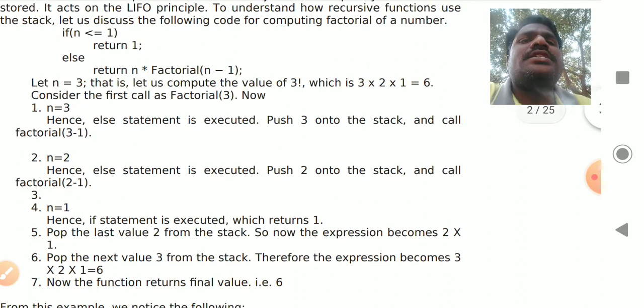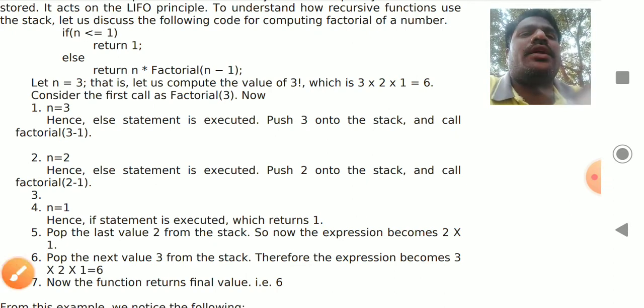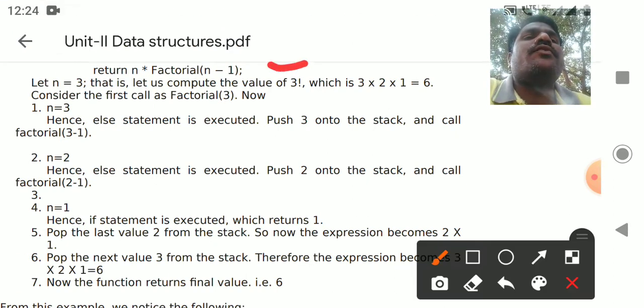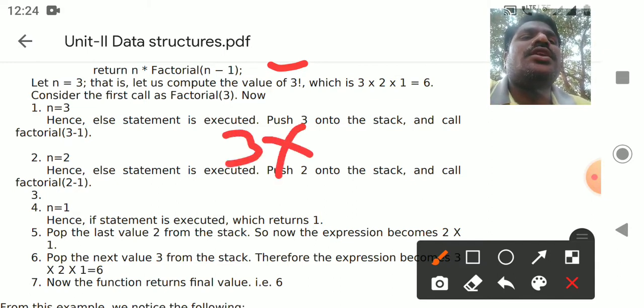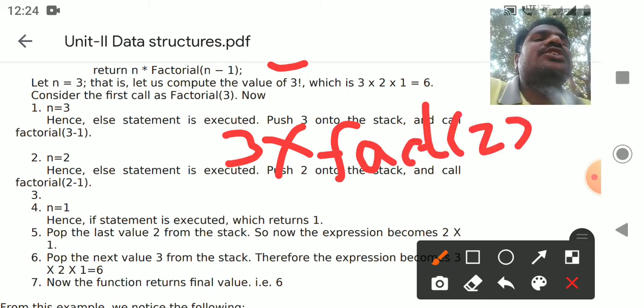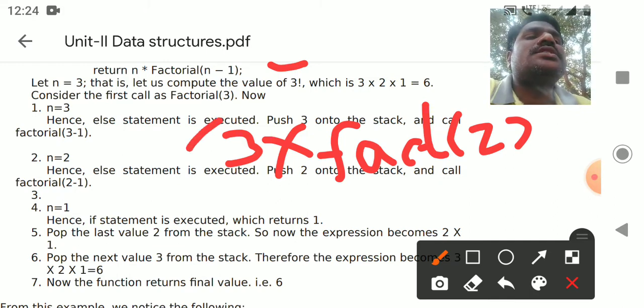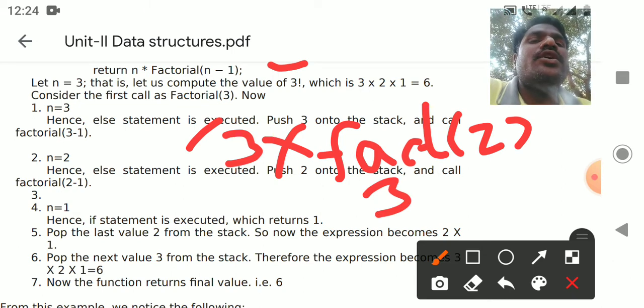What is the else block? Return n into factorial of n minus 1, which here means 3 into factorial of 3 minus 1. Factorial of 3 minus 1 is factorial of 2. That means the function call is 3 into fact of 2. So, there is a function calling statement, so number 3 will be pushed into the stack, and again the function call fact of 2 will be invoked.